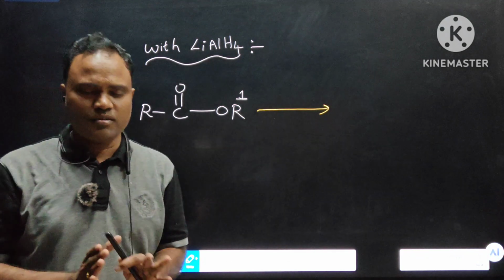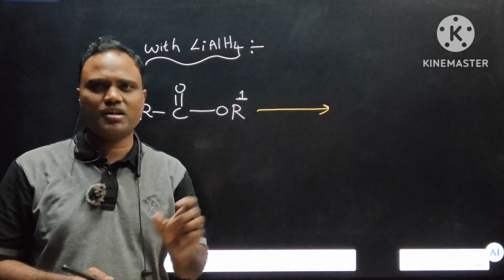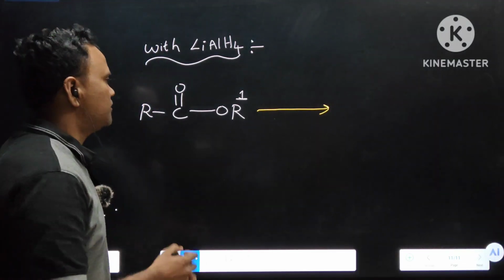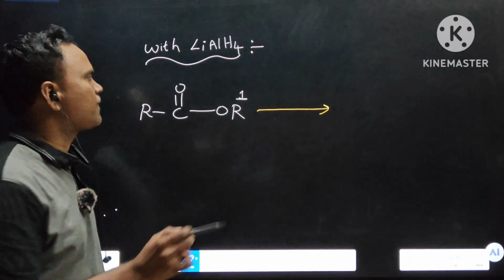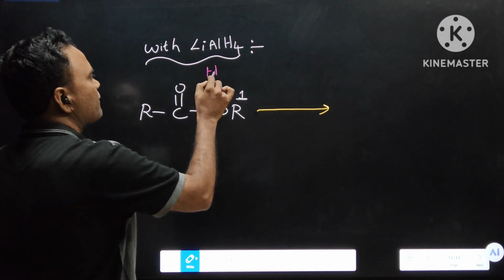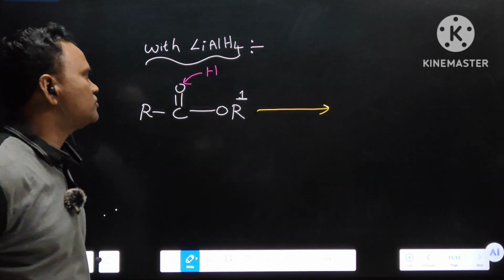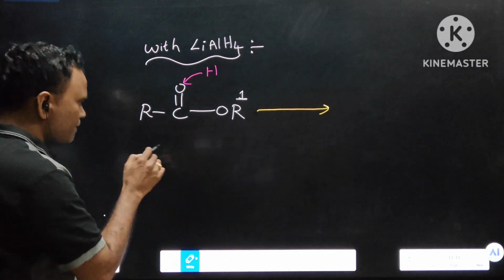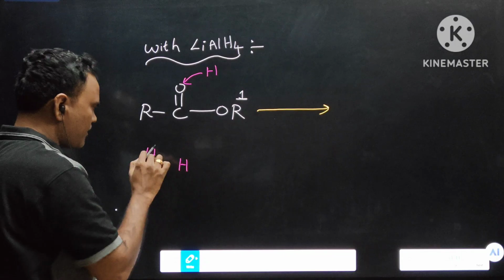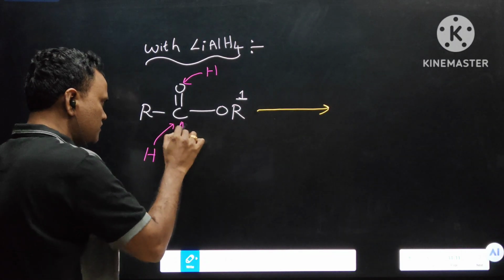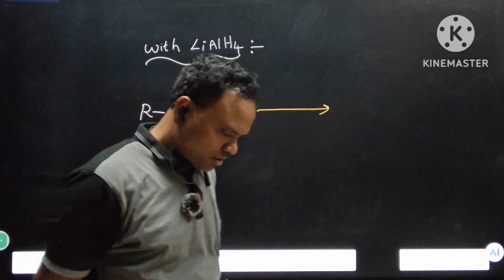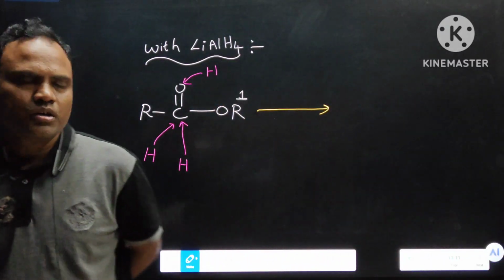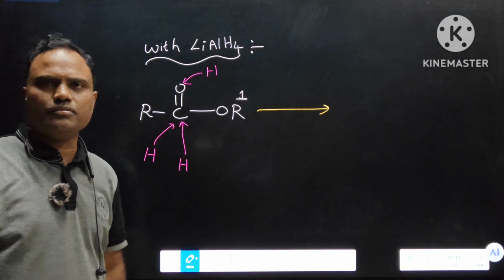You will see all of you, but here the shortcut is a little bit confusing, but if you practice then you will get it. That is easy only. First you have to add hydrogen to oxygen, and 2 hydrogens to carbon. In the previous reaction, we added only 1 hydrogen to carbon. 2 hydrogens to carbon.